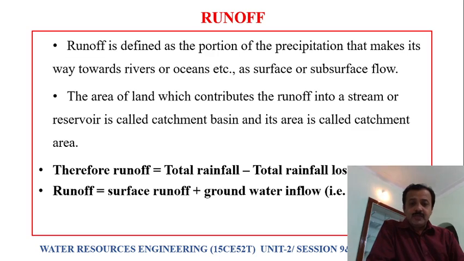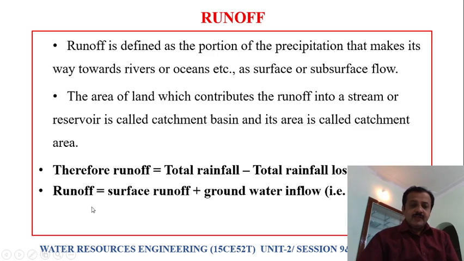Right? So then what is runoff? Total rainfall minus total rainfall loss. There will be losses. I told you about these losses now. Various types of losses: interception loss, infiltration loss, right? Then there is a chance of depression storage, transpiration, evapotranspiration, evaporation. These are the losses. Total rainfall minus these losses, that gives you runoff.